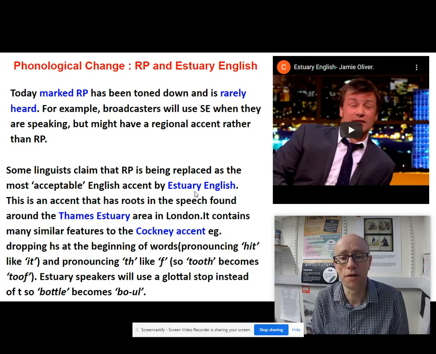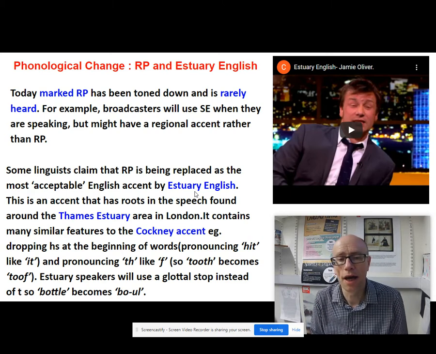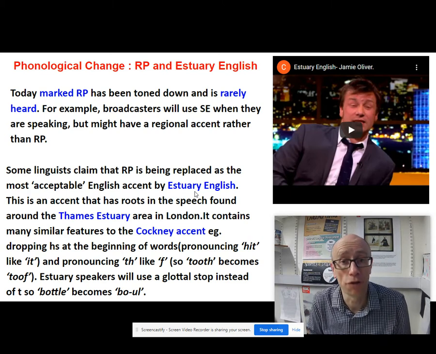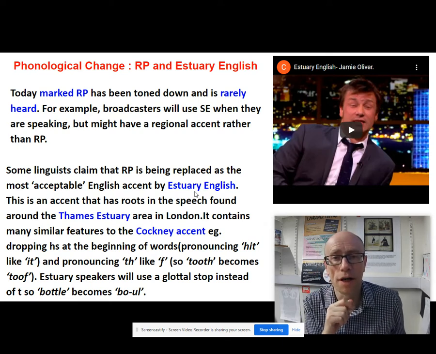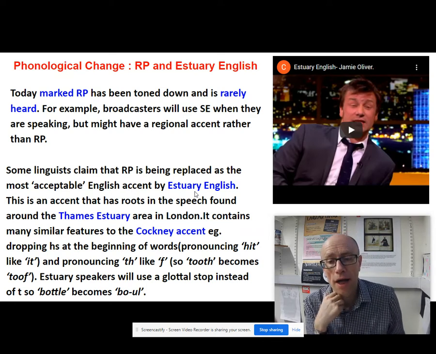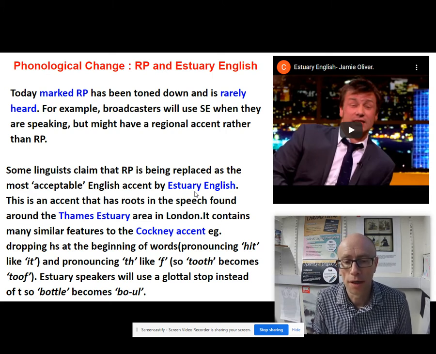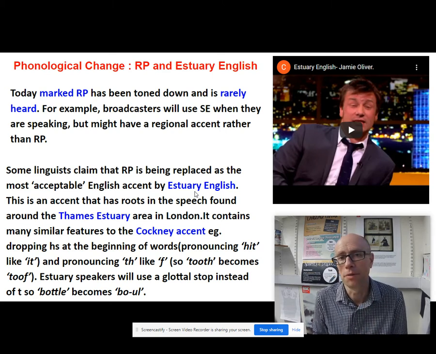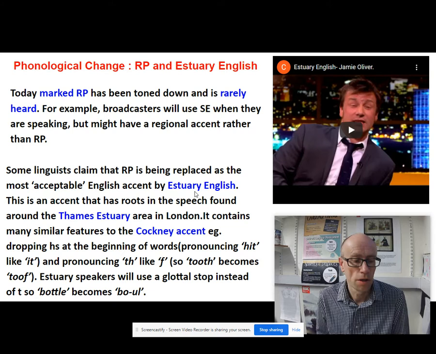So what you're going to get is dropping of H's at the beginning of words. So instead of the word hit, you've got it. And you're going to get this TH fronting, which we've mentioned before. So this is pronounced in TH digraphs as Fs. So tooth becomes toof. And then, of course, you've got the famous glottal stop. So estuary speakers will use a glottal stop. So instead of the t phonemes, those plosive phonemes in the medial position of that word bottle, you're going to hear bo'le instead.